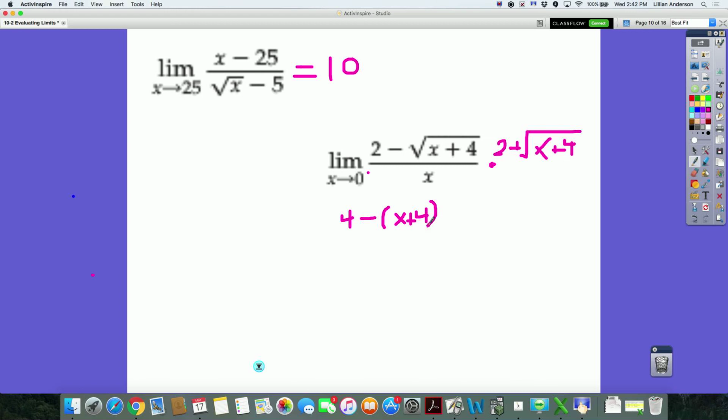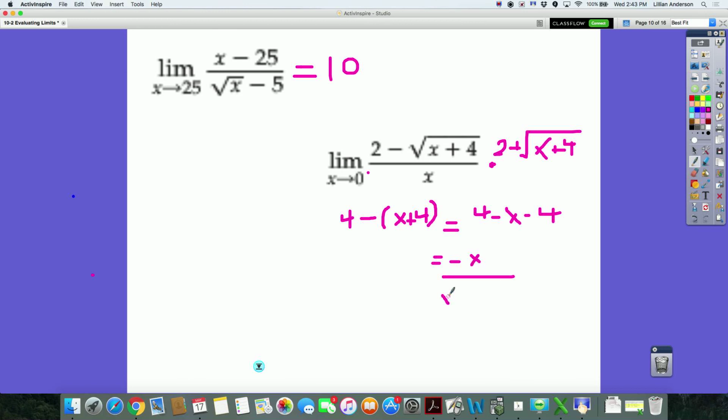Because remember, when you multiply the same root by itself, the root goes away. Just like when you do the square root of 3 times the square root of 3 is just 3. Same concept. But the issue is that x plus 4 is in the parentheses because that minus has to get distributed over. When you distribute that minus over, you're going to have 4 minus x minus 4. And so your numerator is just going to be negative x.